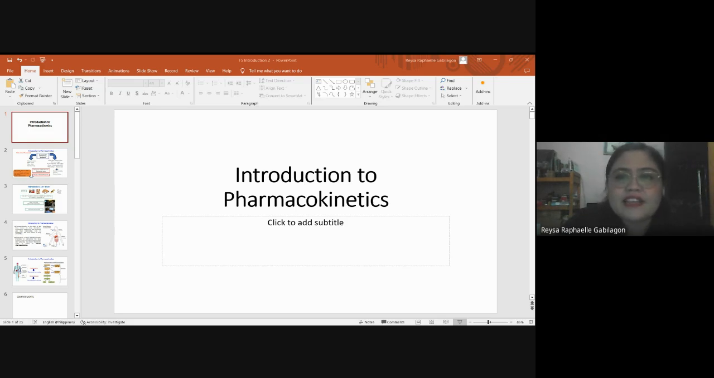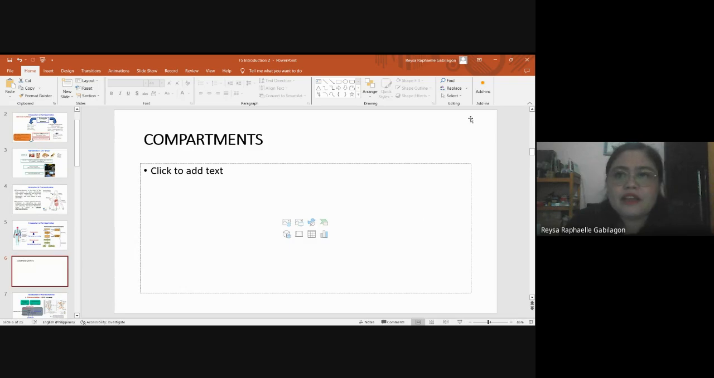pharmacokinetics. Okay? So, ito yung study natin sa pharmacokinetics and as well as the pharmacodynamics. So, sa pharmacokinetics, again, we have absorption, distribution, and elimination. So, when you say elimination, that includes metabolism and excretion. Now, if we want to study the effect, the response of the body to the drug, then that will be under the pharmacodynamics. Okay? So, before that, let's talk first about the pharmacokinetics.